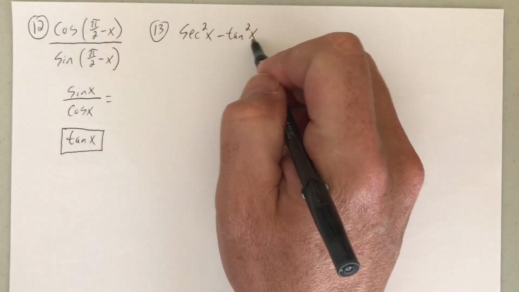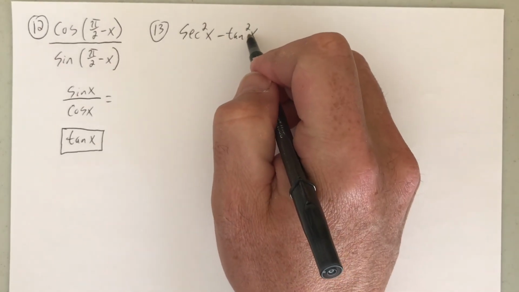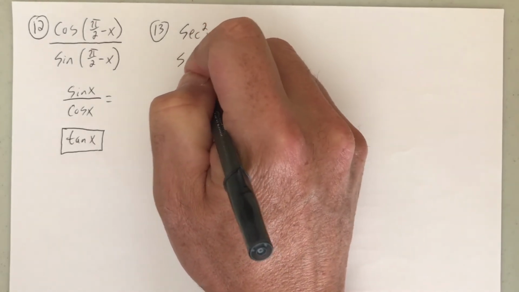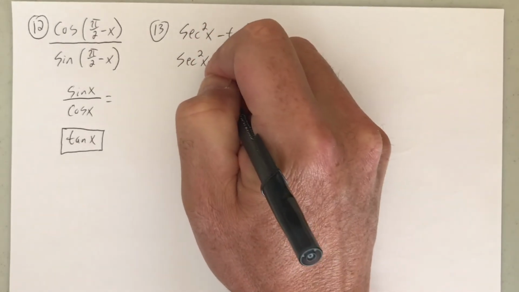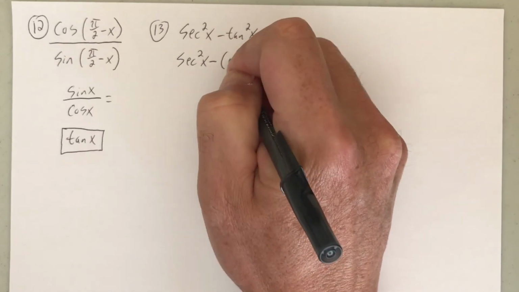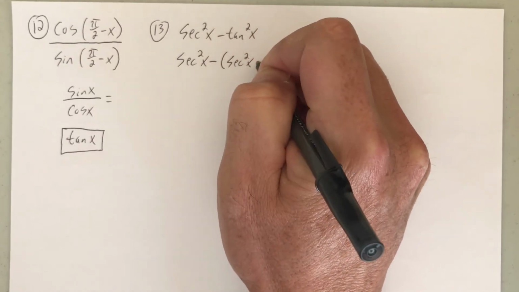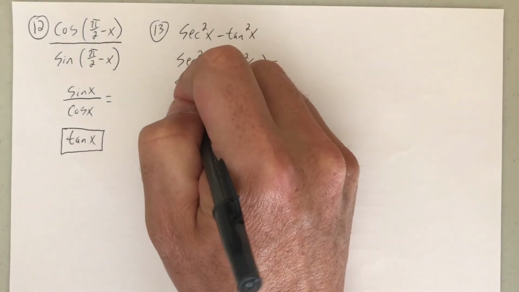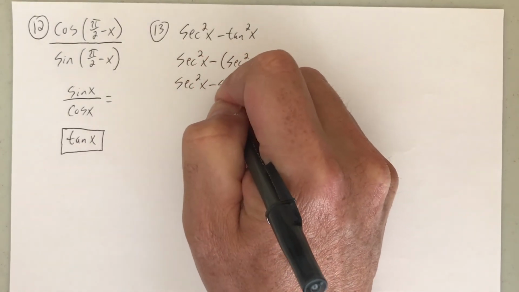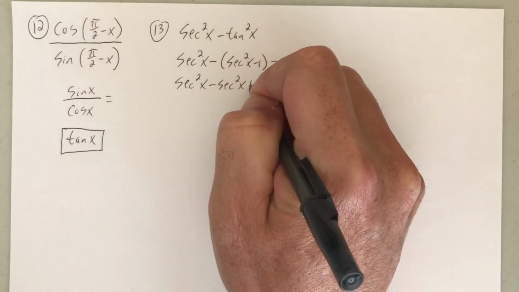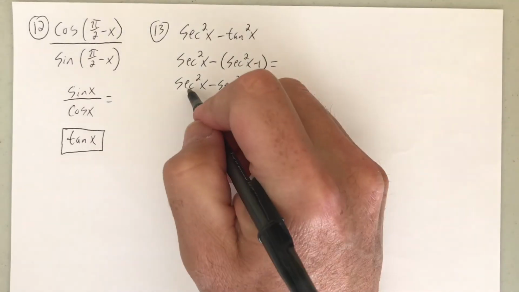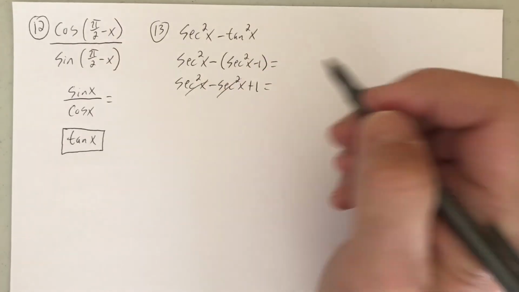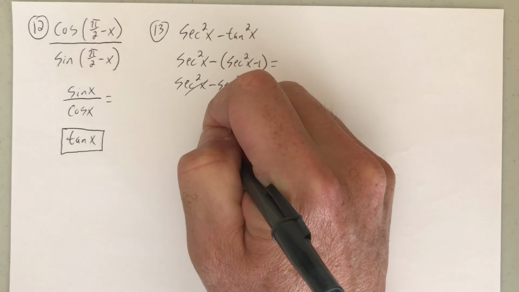So for the first one, I'm going to replace tan squared x, which is equal to secant squared x minus 1. So if I go ahead and do that, secant squared x minus, and then replace tan squared x with secant squared x minus 1. And then, of course, I got to distribute that minus sign. So secant squared x minus secant squared x plus 1. And then secant squared x minus secant squared x just becomes 0, and I'm left with the 1.